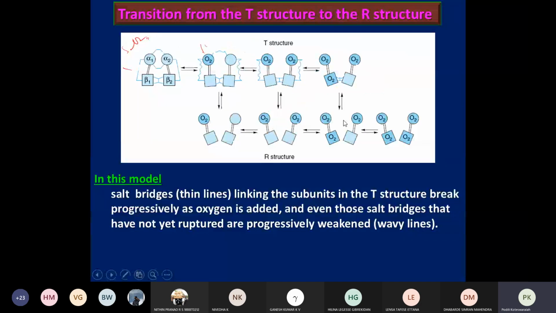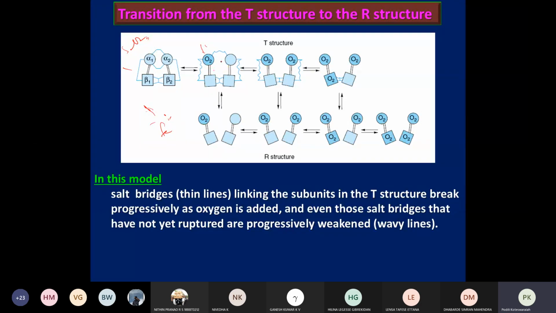As I already said, when the first oxygen molecule binds to the first subunit, the first conformational change that is observed here is that the iron atom moves into the plane, and as a result the proximal histidine residue is also pulled. As a result, this conformational change would be transmitted to the other subunits as well, because all these subunits are stabilized by the salt bridges and also other non-covalent interactions.